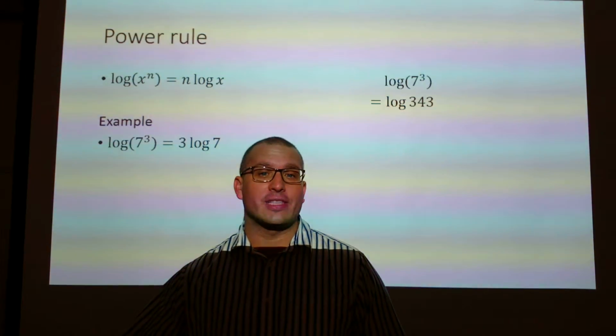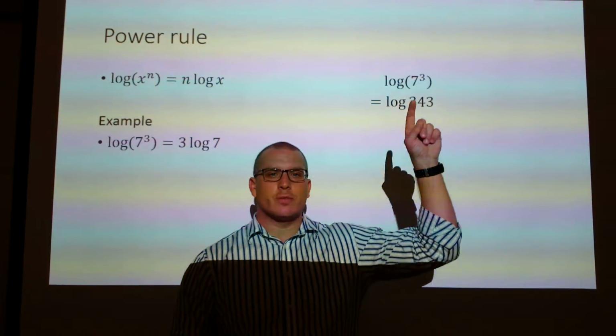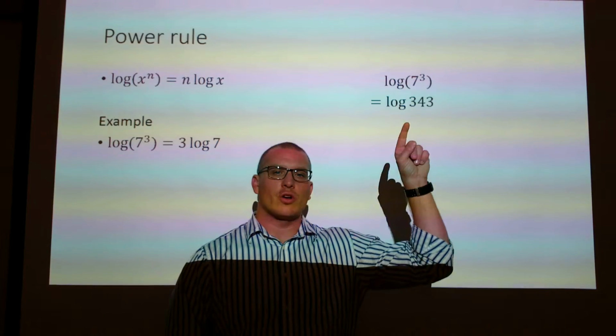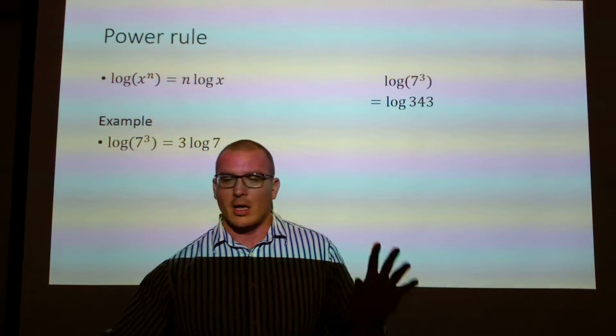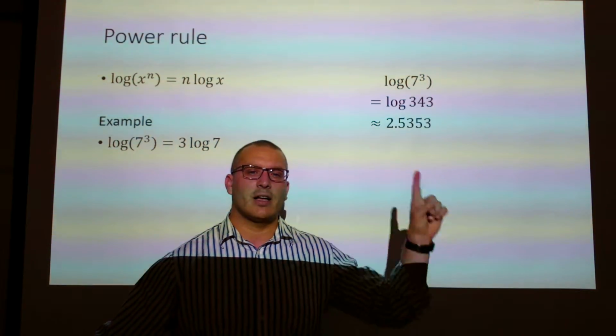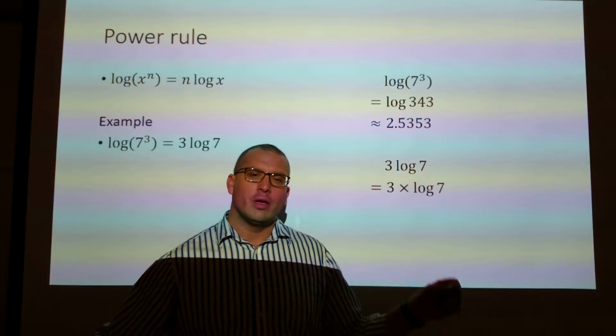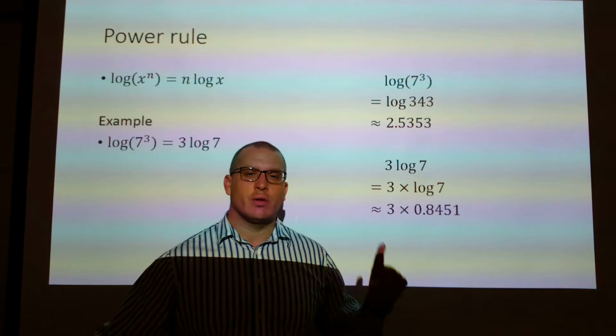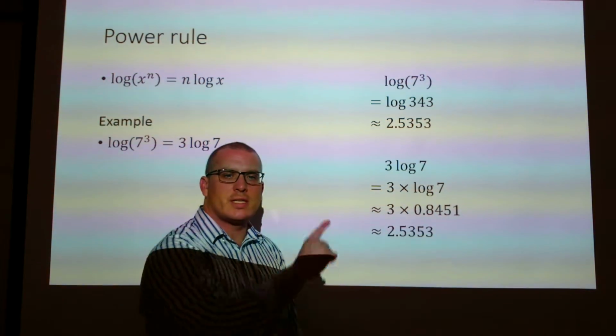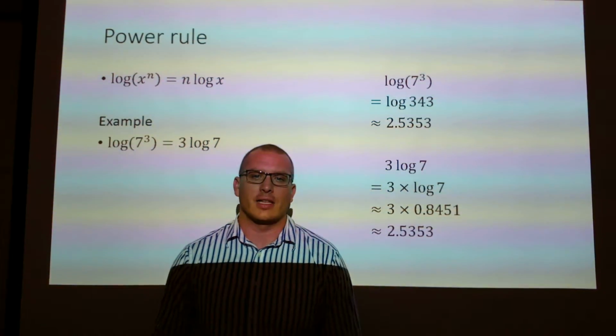So let's see they are the same. Log of 7 to the power of 3 is the log of 343. Put those numbers into your calculator, we get this approximate value here. Using the other one, this is 3 times log 7, 3 times this value, we see we have the same final answer.